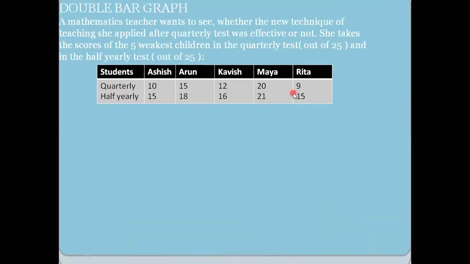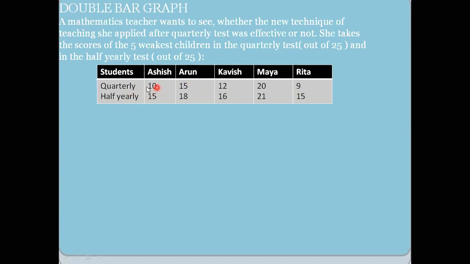Now let us see how you will draw a double bar graph. A mathematics teacher wants to see whether the new technique of teaching she applied after the quarterly test was effective or not. She takes the scores of the 5 weakest children in the quarterly test out of 25 and in the half-yearly test out of 25. So here what the teacher has done is she has taken the data of weak children from the quarterly and half-yearly exams. So here she has taken the marks of 5 students.